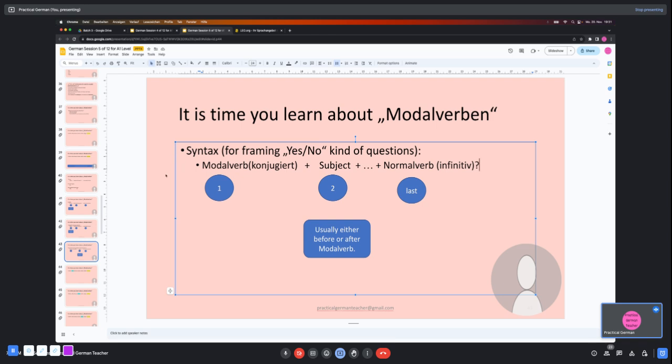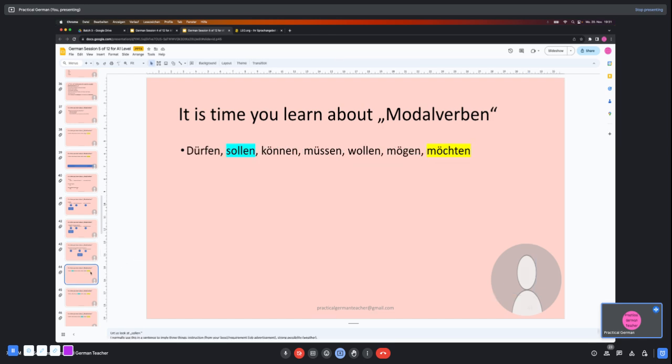Questions about these? No questions. Okay. The syntax is very obvious, guys. Just remember the conjugated verb at the second position, and the other verb towards the last position. Same for the sentence, the W question, and the yes or no question. Let's look at when to use which one. Let's start with sollen.